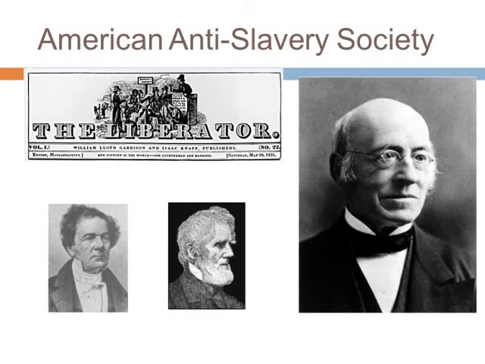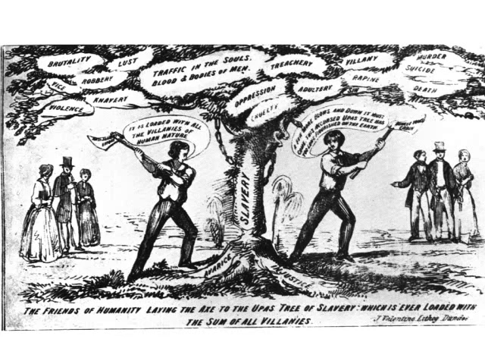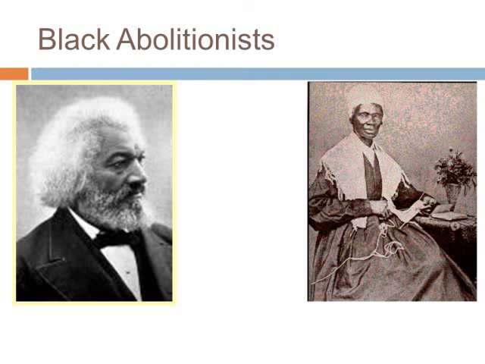Other guy, William Lloyd Garrison. American Anti-Slavery Society. He wrote what newspaper? Liberator. Immediate abolition. No compensation. Let's free these people. Cool. Hey, look, the tree getting cut down. Black abolitionists, Frederick Douglass and Sojourner Truth, saying shenanigans. Why are we waiting? Let's have abolition, and violent if necessary.